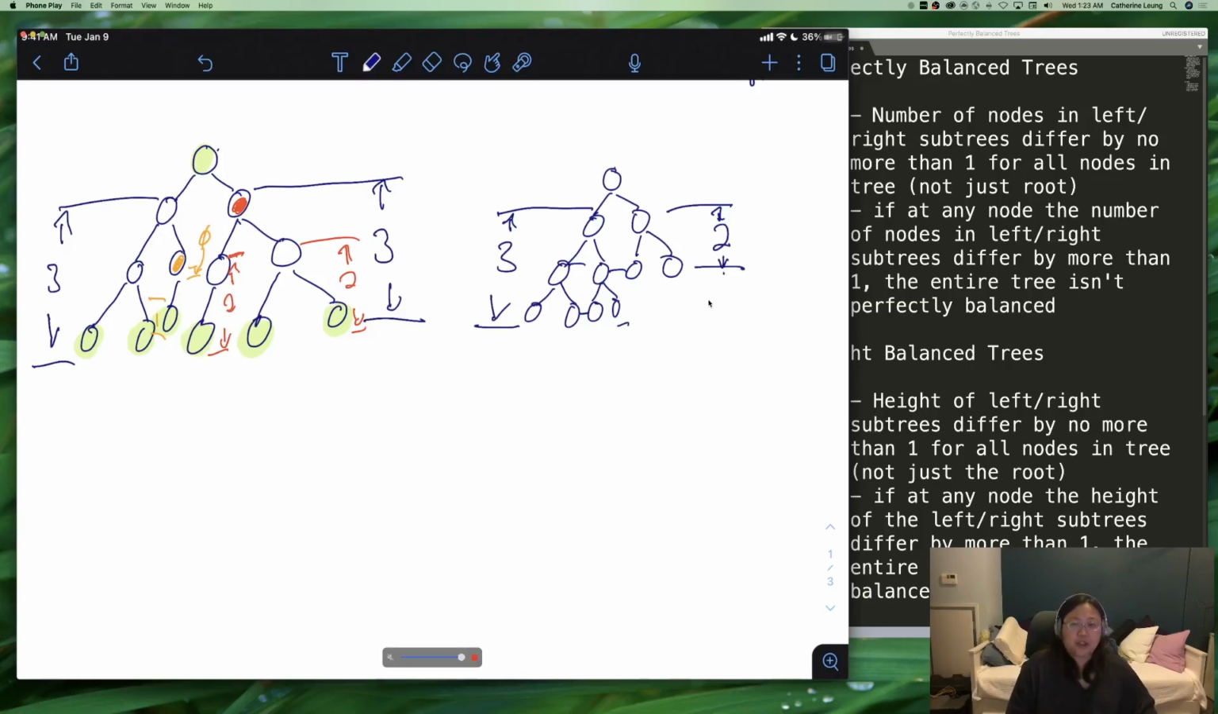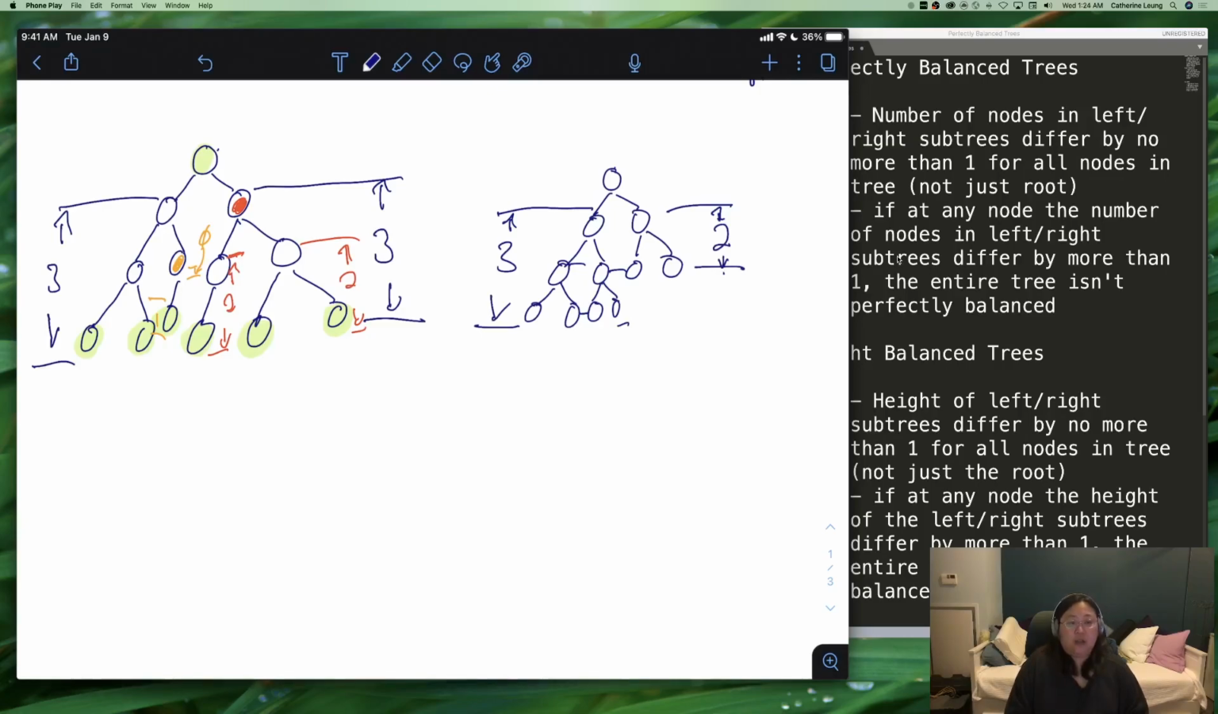So a height balanced tree and a perfectly balanced tree, the only difference between them is how we define balance. Height balance means the height of the subtrees differ by no more than one. Perfectly balanced means the number of nodes differ by no more than one. Okay, so that's the beginning. This is where it begins.